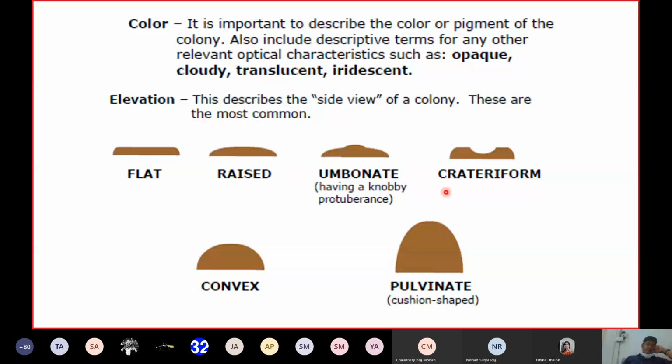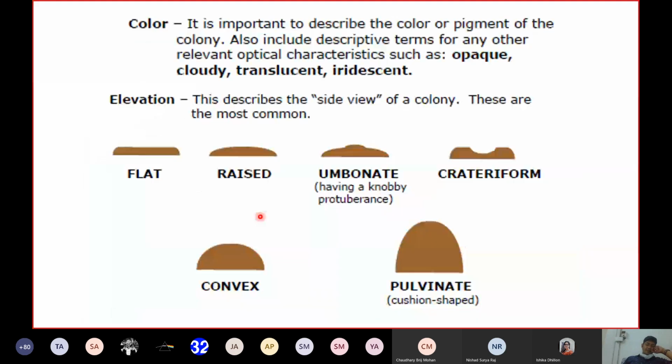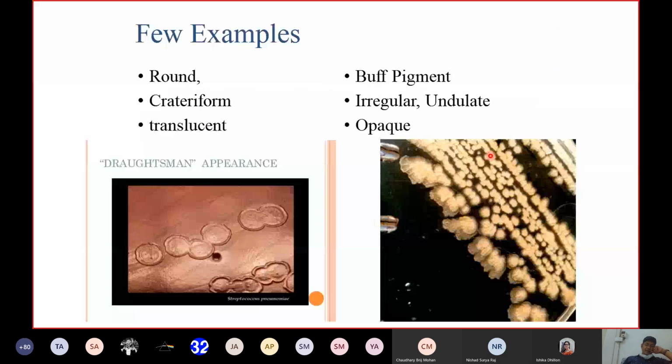Dorfman appearance. Around 48 hours of incubation, Streptococcus pneumoniae will give Dorfman-shaped colonies. Earlier, Streptococcus pneumoniae will form raised colonies. They have this very specific feature: the organisms at the center will die and a crater will form like this. So this type of colony is there. At the edge they are raised, so they will look like carom coins. That's why sometimes it is used as a carom coin also. So these are the Dorfman-shaped colonies.